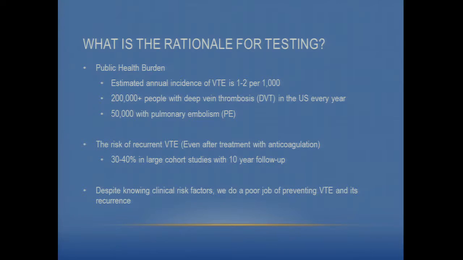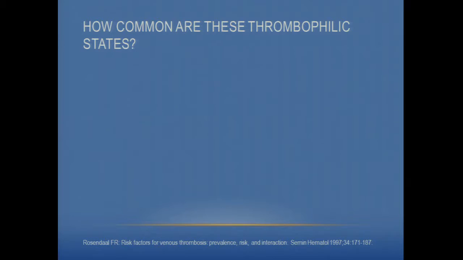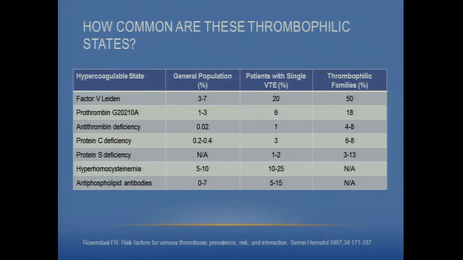So the question is, are these inherited prothrombotic states contributing to the patients in whom we were not able to predict their first occurrence of VTE, or in whom we were not doing a good job of preventing recurrence of VTE? So in the late 90s, after all these tests became available for testing for these inherited traits, we wanted to know just how common are these in the population? How big a role in venous thromboembolism are these hypercoagulability traits playing? So in 1997, one of the first studies was published that wanted to look at the prevalence in the general population of these hypercoagulable states.